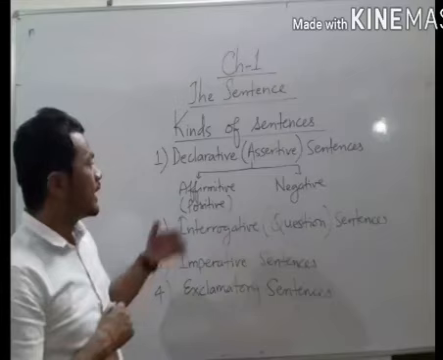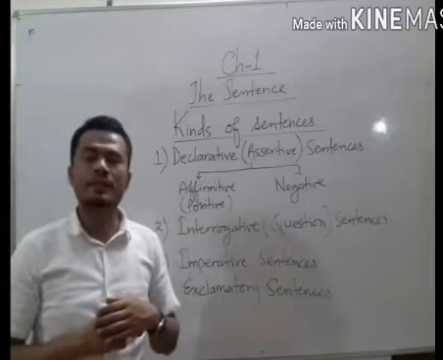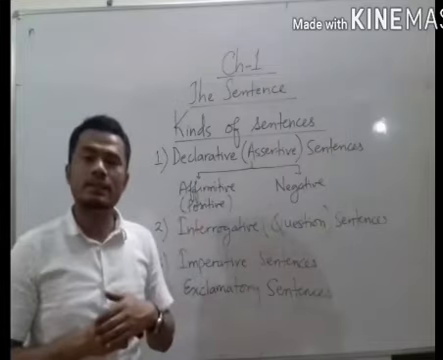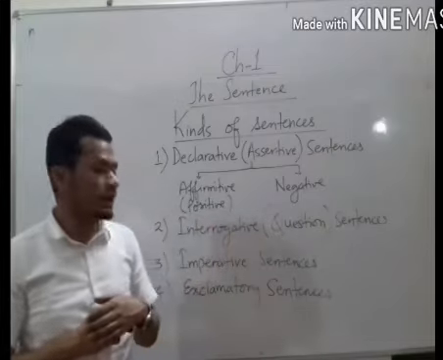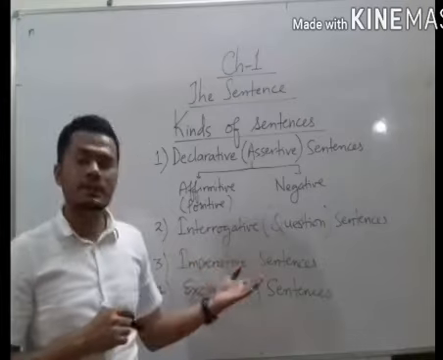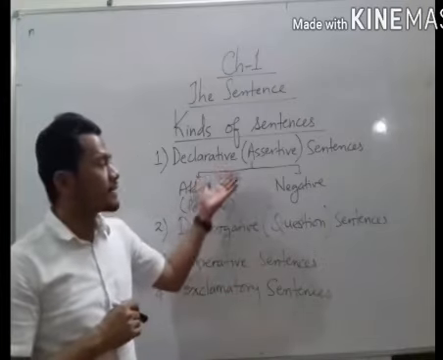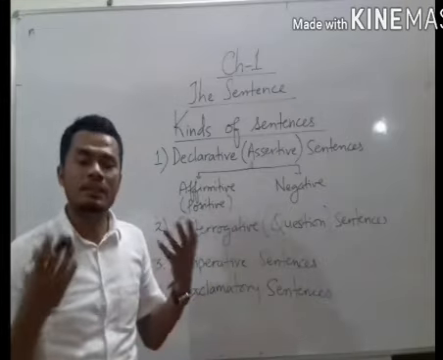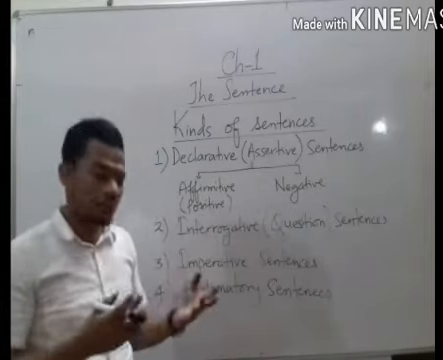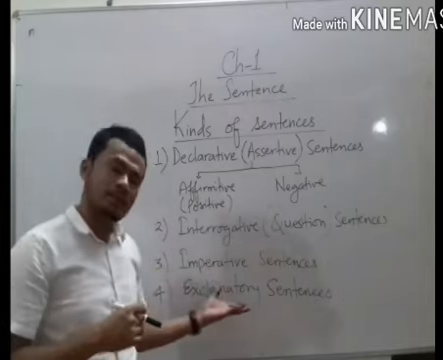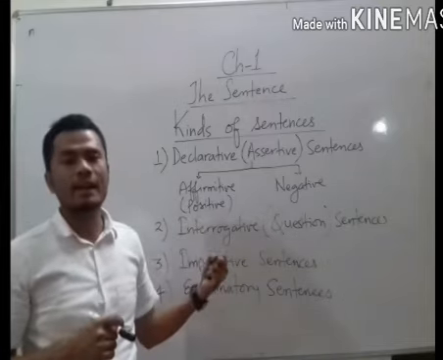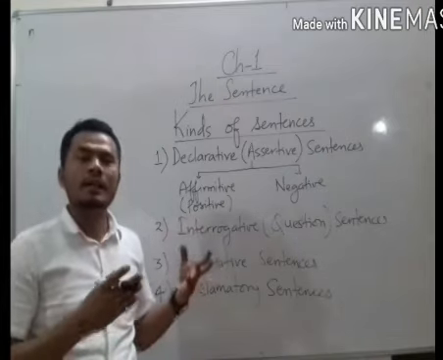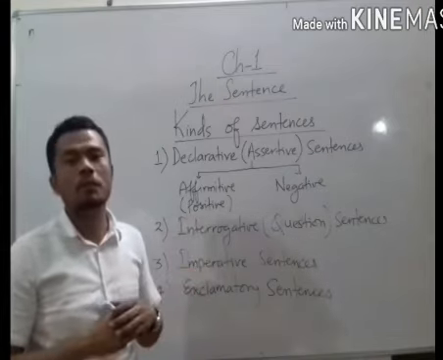Now come again, like declarative sentences always end with a full stop, interrogative sentences always end with a question mark, imperative sentences like assertive sentences also end with a full stop, but the expression they want to convey is different. And exclamatory sentences always carry an exclamation mark with them, or they end with an exclamation mark.